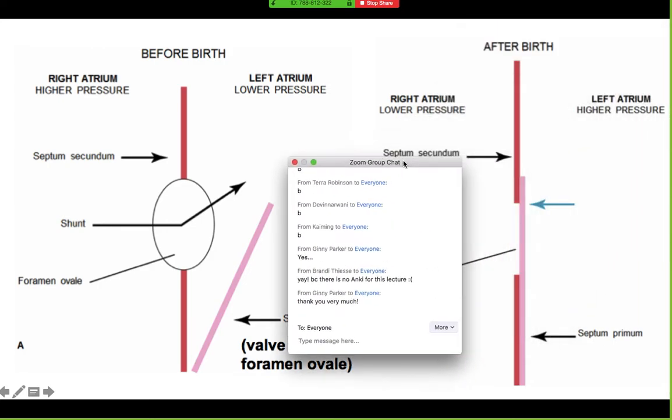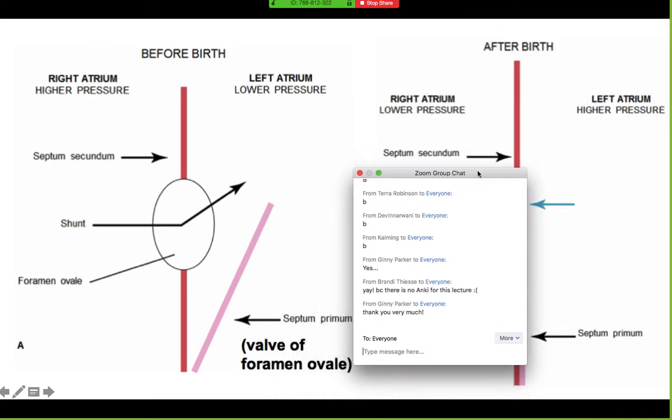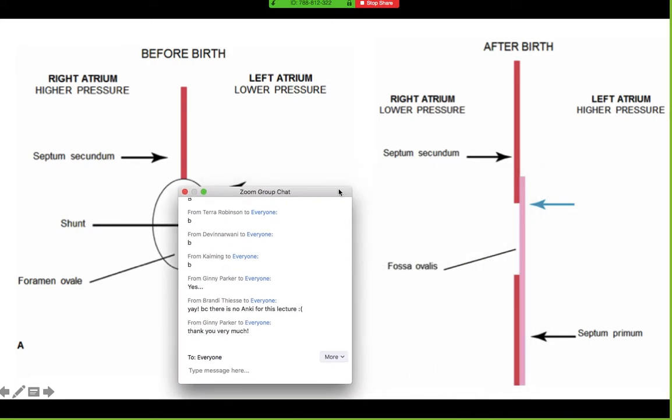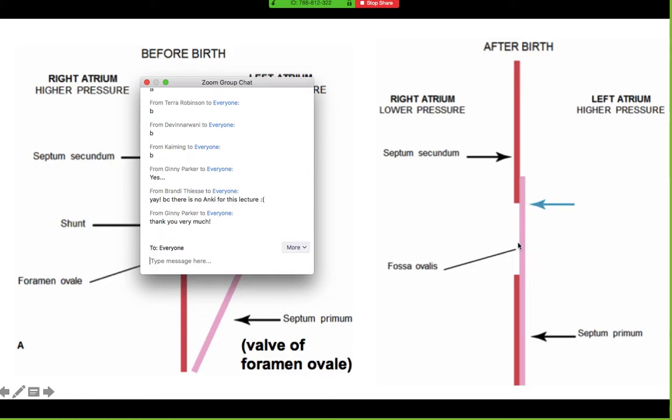Okay, so this is putting it in the context of birth. So after birth, once blood flow has been established through the lungs, the pressure in the right atrium is going to drop, and then the pressure in the left atrium increases. And this valve here, that is the septum primum, it's going to snap shut, okay? So it snaps shut, closing off the foramen ovale, and then in the infant and in the adult, this is now known as the fossa ovalis.